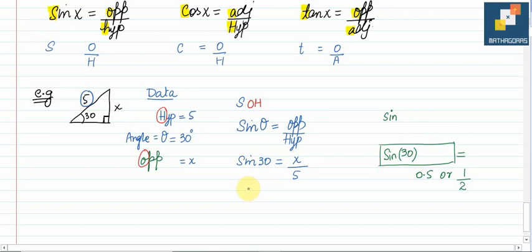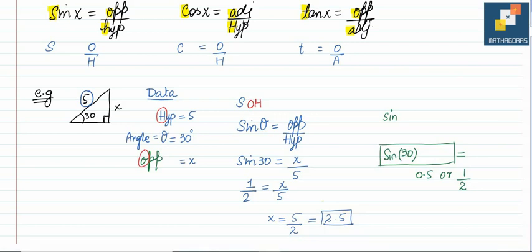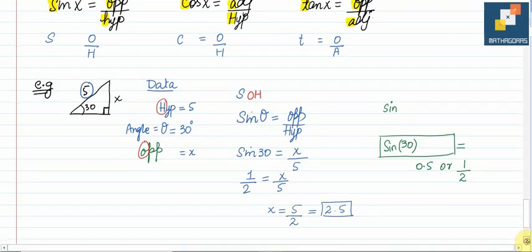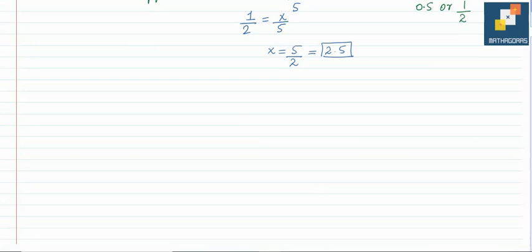So now the value of sine 30, we know, is 1 divided by 2, which is equal to x divided by 5. Simple algebra, we need to find the value of x. So x is equal to 5 divided by 2, or you can say it's 2.5. So that's how we find the value of an unknown by using a trigonometric ratio. More examples we are going to cover. First, you need to do it by yourself, then I will explain it.